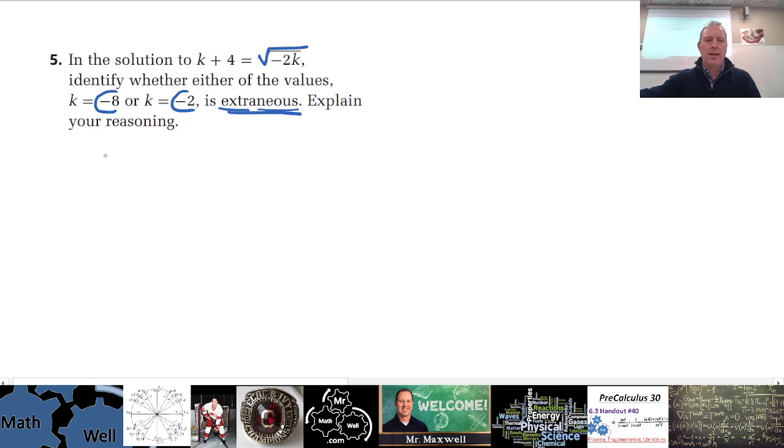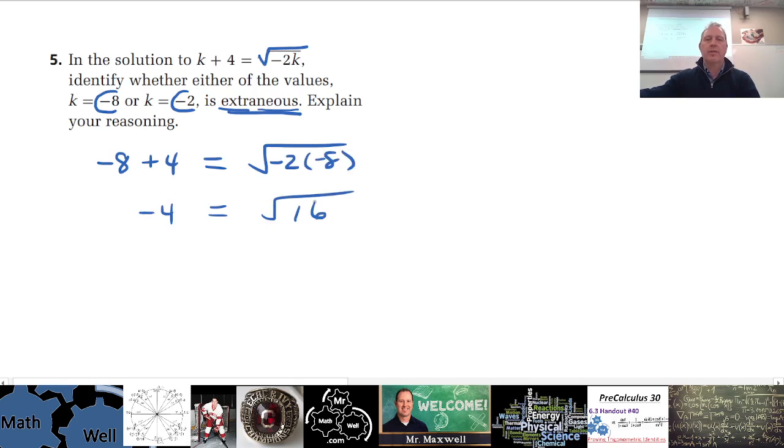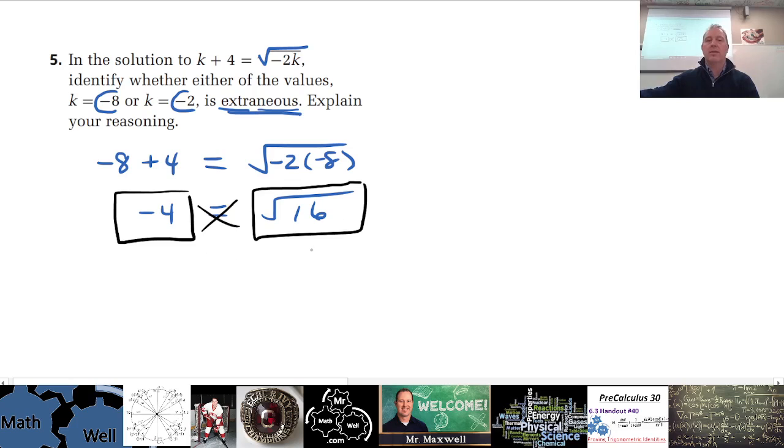So let's see. Negative 8 plus 4 equals, and you just simply substitute them in, okay? And you see what you see. So this is negative 4 equals the square root of 16. Now, if you see this in an equation, remember what we said, if the value of a radical in a radical equation is set to equal a negative number, that means that we do not have a solution, that is not acceptable. So that means that negative 8 would be extraneous.